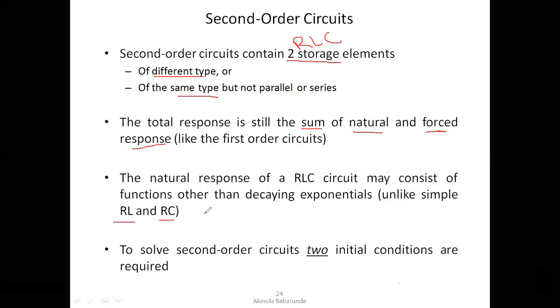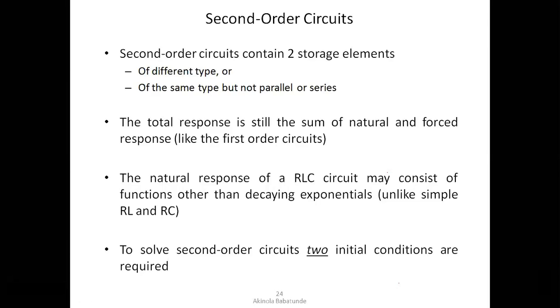To solve a second order circuit, two initial conditions are required. Why do we require two initial conditions? Because at the end of the day, we are going to obtain a characteristic equation that is of a quadratic nature. So we need two initial conditions. That simply means whenever they are giving you questions, they will give you the initial condition for the current and voltage, or for the inductor and capacitor. You will see that as we go on.